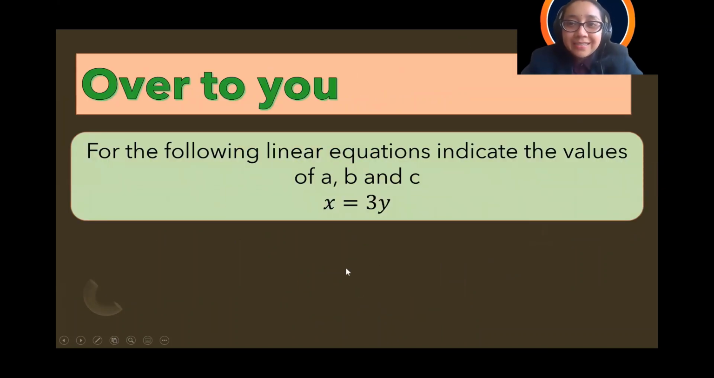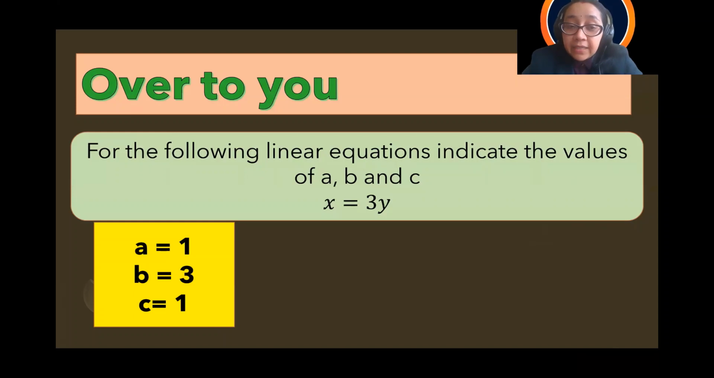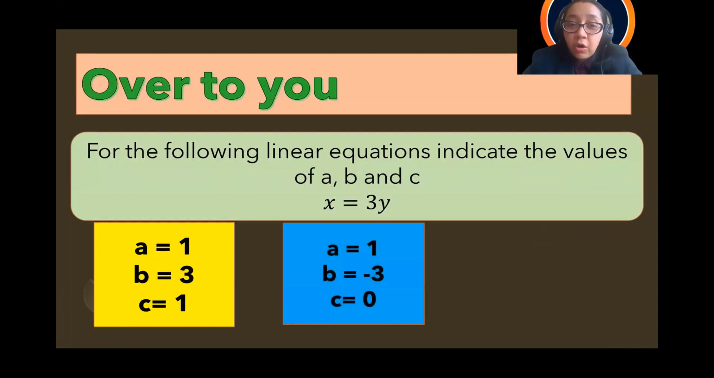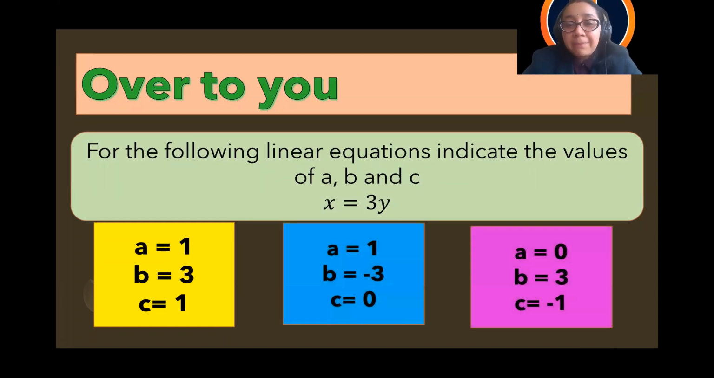Let's do a second example, but this answer I expect from you. For the following linear equation, indicate the value of a, b, and c. You already know the general form, ax plus by plus c equal to 0. Now tell me the value of a, b, and c. Whether this one is the correct option, or the blue one, or the pink one.